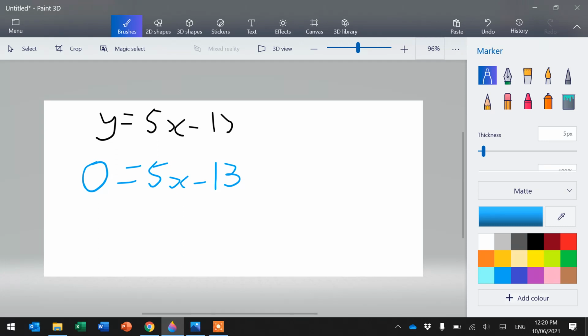We want to get the x by itself, so we need to get the 13 to the other side. So this is minus 13, we're going to do the opposite and do plus 13. So 0 plus 13 is 13, and that equals 5x. The opposite of 5 times x is to divide by 5, so we want to divide both sides by 5 to get rid of that 5.